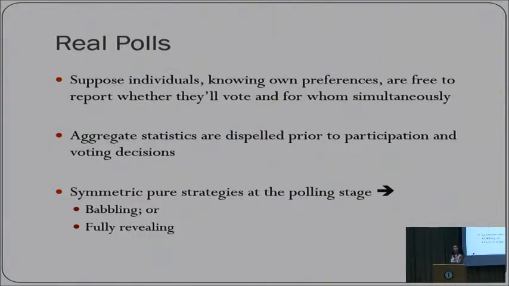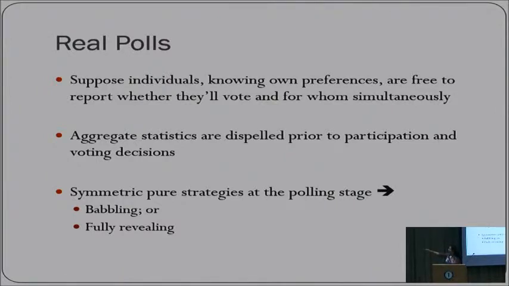How about real polls? We actually know very little about real polls. So in real polls, individuals who know their own preferences are free to report whatever they want, whether they'll vote, whether they'll abstain, and what they'll vote for simultaneously, and then the aggregate statistics are disclosed. So in the perfect polls, I just told everyone what is the realized jar. When you think about polls in reality, people actually report what their preferences are, and then they get some aggregate statistics of these reports. So we might want to understand to what extent these reports that may be strategic reflect the underlying distribution.